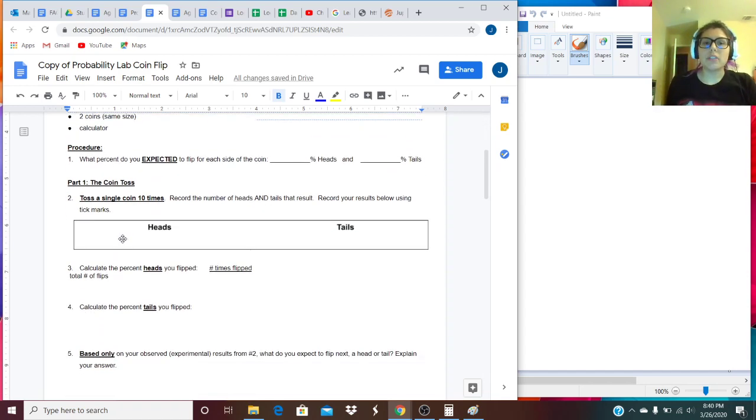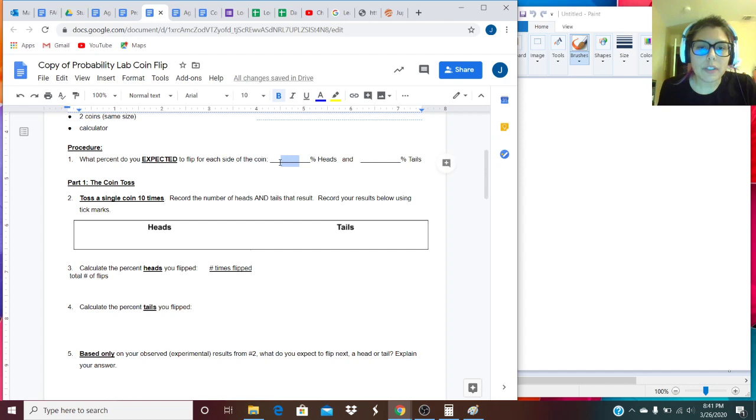So before we even start anything, we need to make a prediction for this lab. So for the procedure, what percent do you expect to flip for each side of the coin? Now, we have heads and tails. And when we are deciding for heads and tails, we need to make sure both of those numbers equal up to 100%. So what do I mean by that?